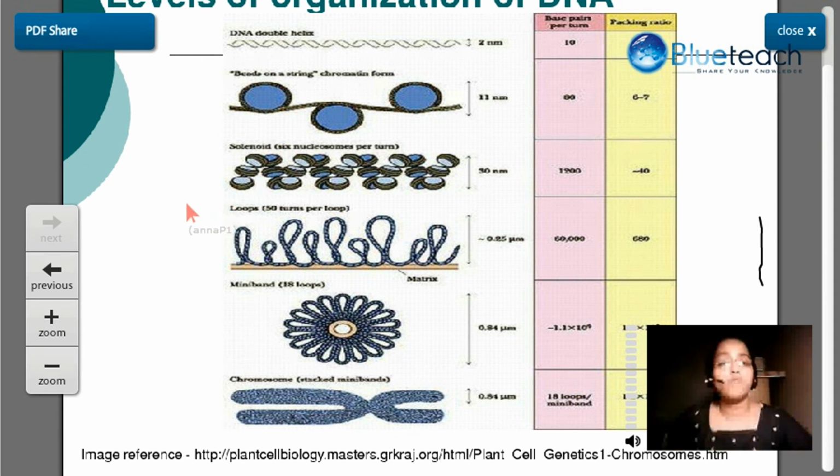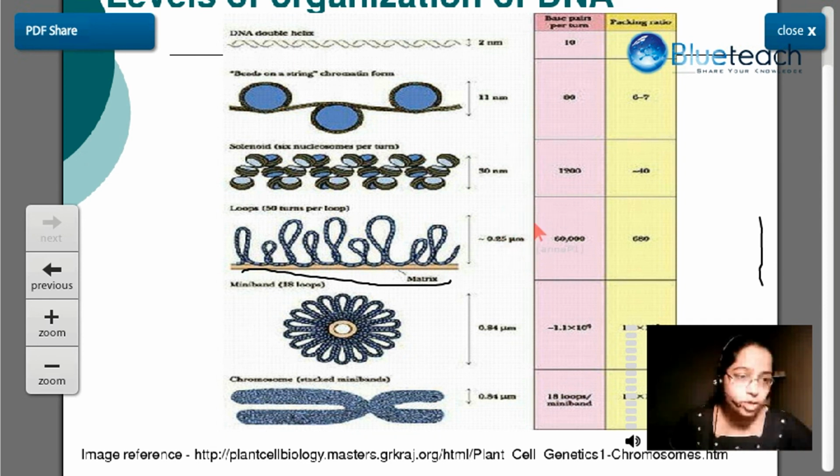The next stage, it forms loops. So the number of loops are here, and this looping takes place across the nuclear matrix. As I said, the nuclear matrix is the base, and around this the coiling takes place. At this stage the diameter comes to approximately 0.25 micrometers. So we can see that the diameter has increased, and the number of base pairs present per turn have also increased, and the packing ratio has increased to 680.